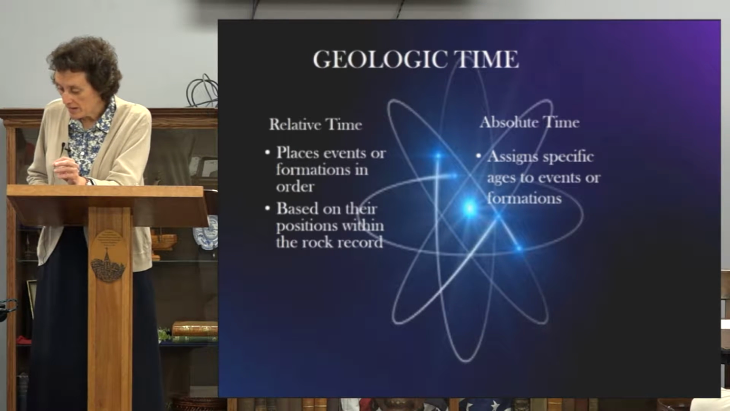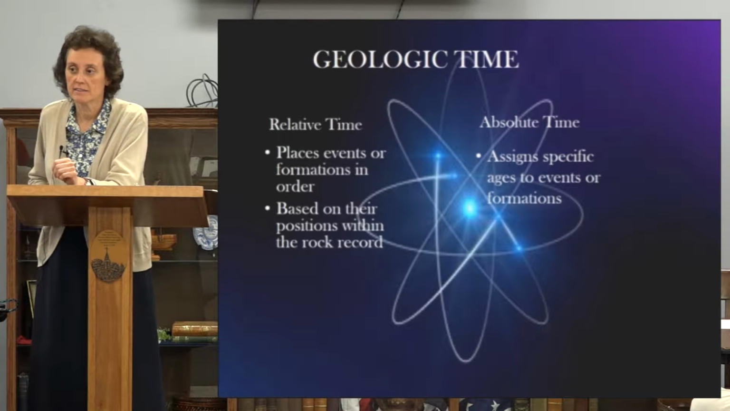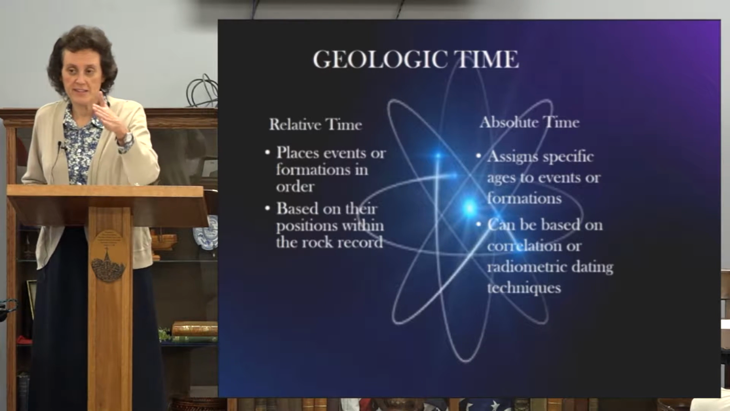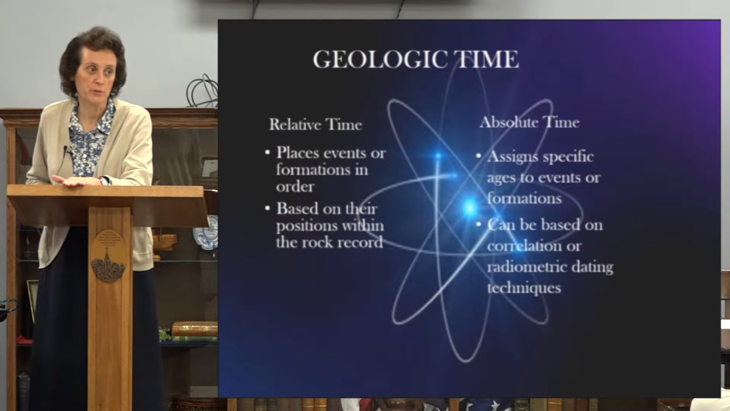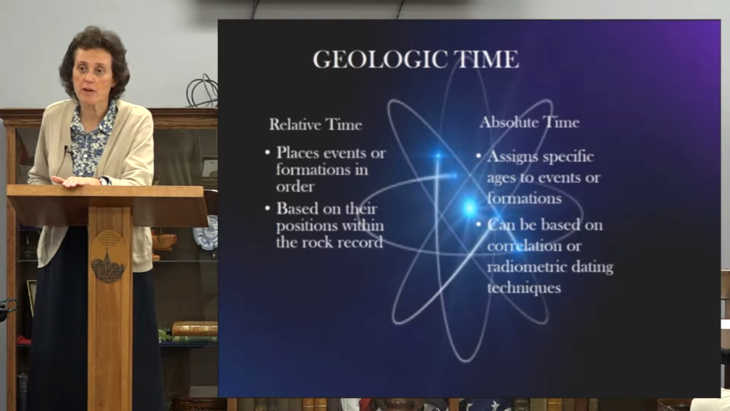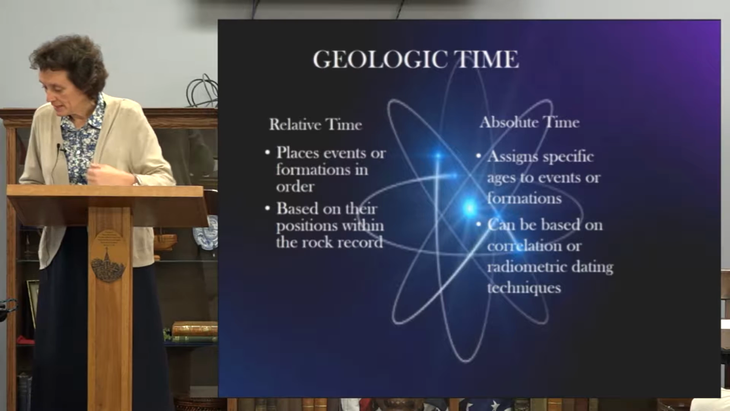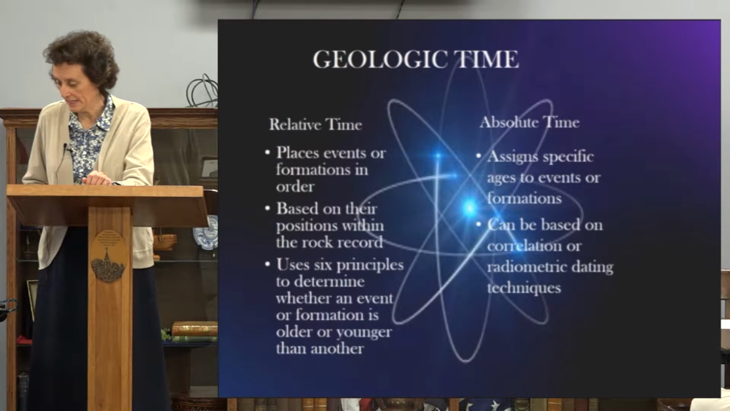Okay, and of course relative time is based on positions. What is the main principle used for relative time dating? The law of superposition, right? The law of superposition states that the older rocks are going to be on the bottom. That's one of the major principles of relative dating that are going to be used. And then absolute time is based on two techniques, correlation or radiometric dating.